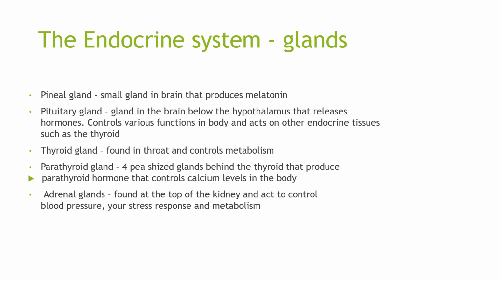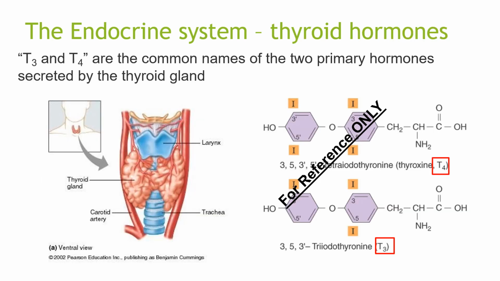You also have the adrenal glands, found at the top of the kidney, which act to control blood pressure, your stress response, and metabolism. The two common names of the two primary hormones secreted by the thyroid gland are T3 and T4.